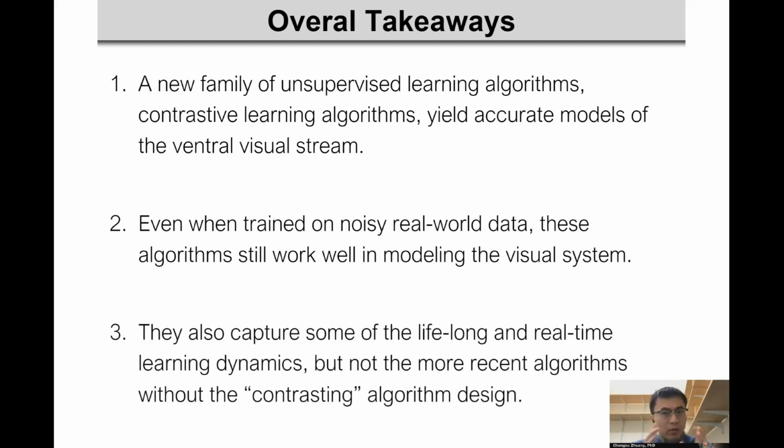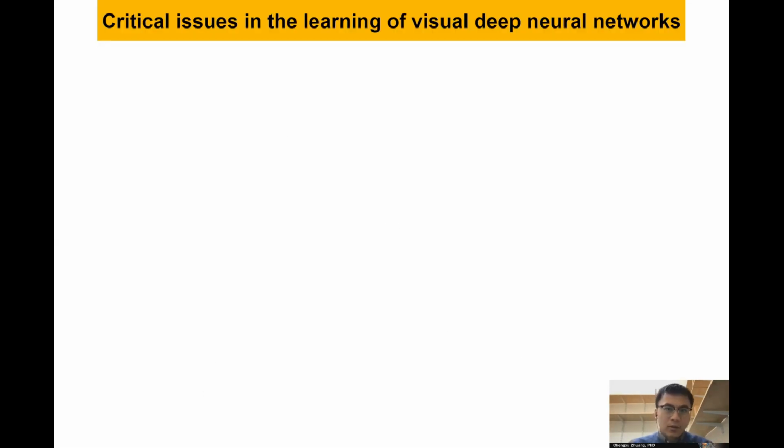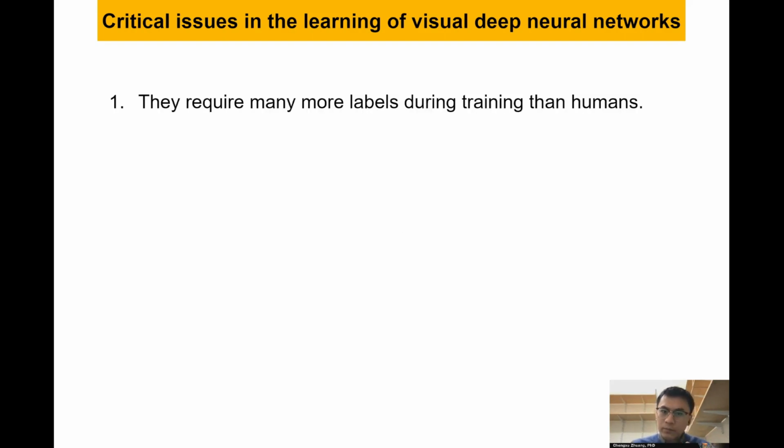They also capture some of the lifelong and the real-time learning dynamics, but not the more recent algorithms without the contrasting algorithm design. Now, before going into the actual things, let me first tell you about why the current learning of these networks are wrong. These are the non-typical issues at the time when I started working on this, and there are really three critical issues that I'm going to lay out for you.